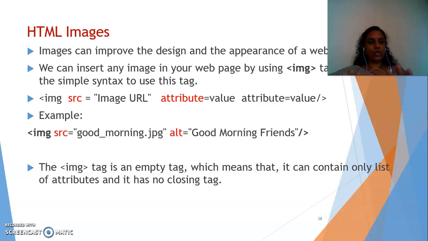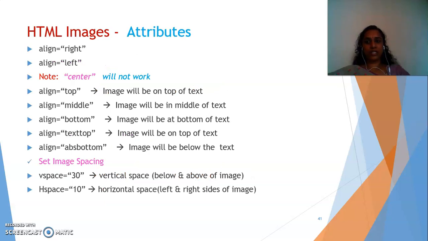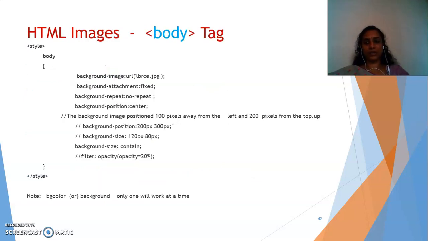Now, in order to display the image on a web page, what are the dimensions? What is the length and width of the photo frame that you would like to display? All these things can be done through other attributes of the image tag. The image tag has the src attribute and also the alt attribute. Suppose the web page is unable to render the jpg file, in that case it will print the alternative text, which is good morning friends. So you can insert the image, you can set the image, and these are HTML images that are aligned. Are you all clear with the image part?